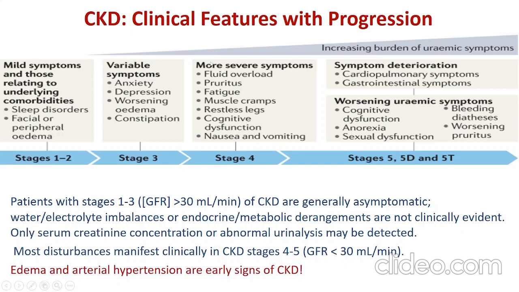In stage 4, we can see more severe symptoms with fluid overload, pruritus, fatigue, muscle cramps, restless legs, cognitive dysfunction, and nausea and vomiting due to intoxication. And in stage 5, which is final, which is very unfavorable, we have symptoms of deterioration like cardiopulmonary or gastrointestinal symptoms, and symptoms of uremia are also present here.